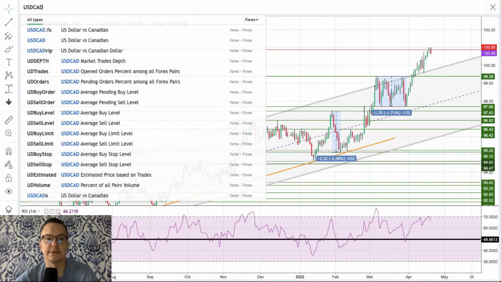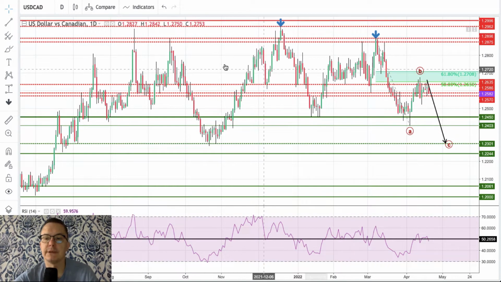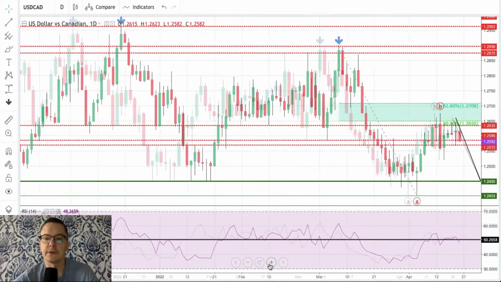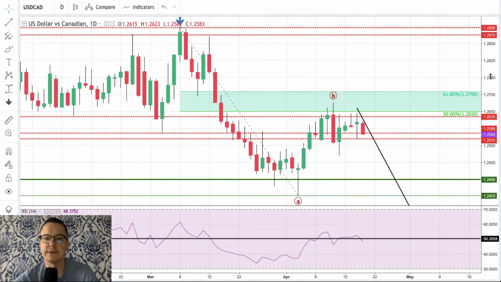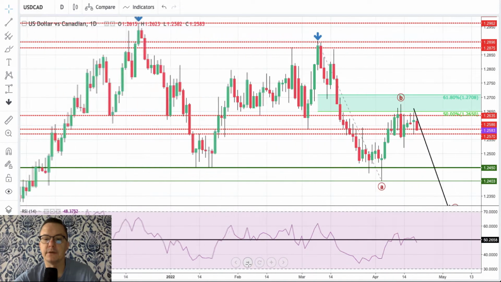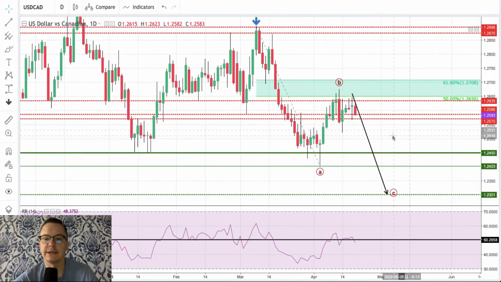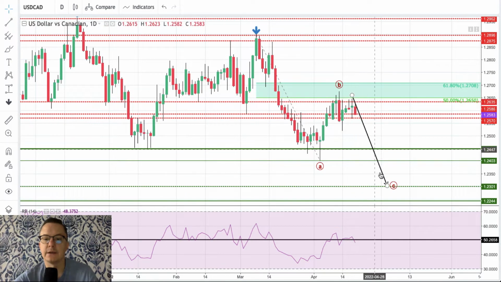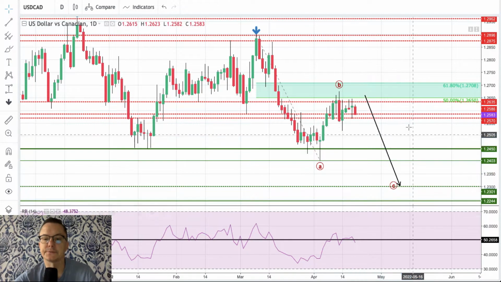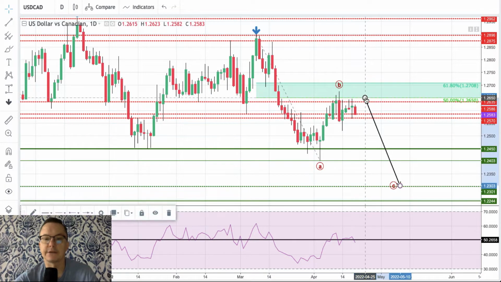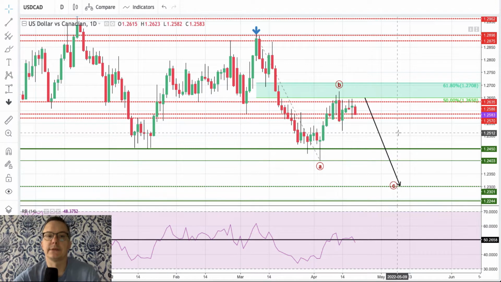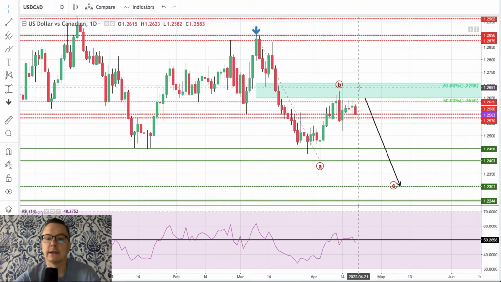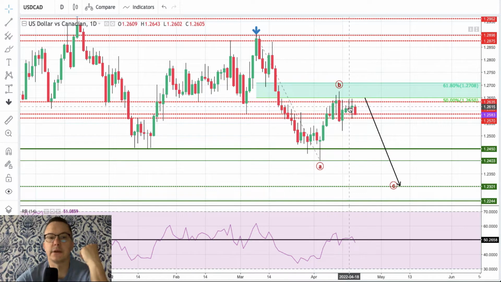Let's take a look at the US dollar to the Canadian dollar again. What happened here? Just to make a quick introduction, we are following an ABC corrective pattern scenario on the US dollar to the Canadian dollar daily time frame chart, and so far we are still waiting for the breakout to the downside. So that's still possible. Not much is going on here, because the market has been, as you can see, consolidating here.